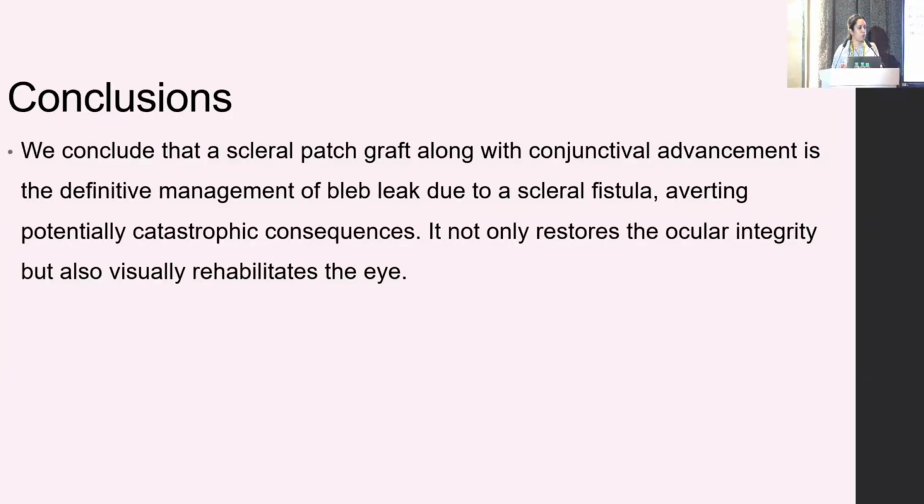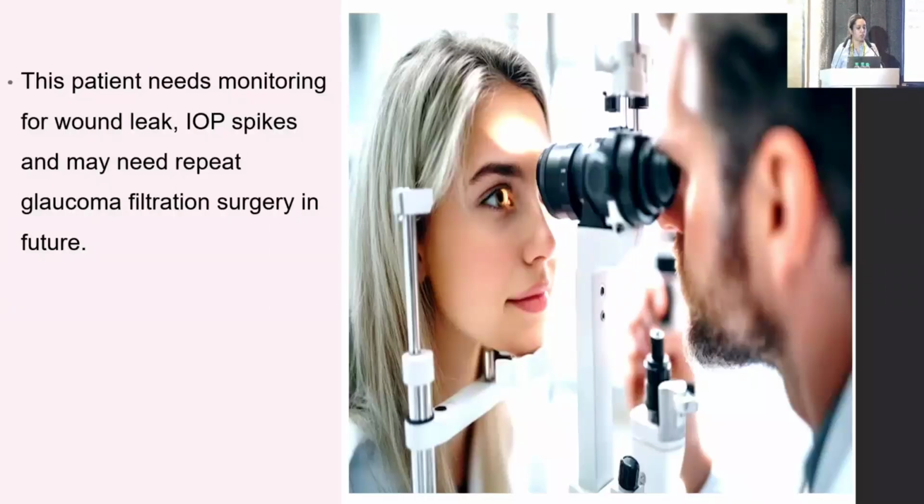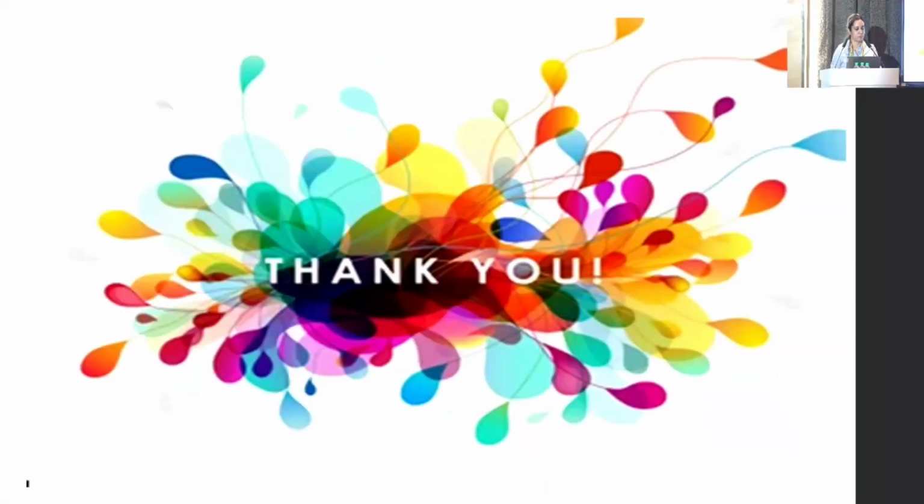So what we conclude out of this is that scleral patch graft with conjunctival advancement was the definitive management for bleb leak due to scleral fistula, averting potential catastrophic consequences. It not only restores the ocular integrity but also visually rehabilitates the eye. The patient now needs regular monitoring for wound leaks, IOP spikes, and may need glaucoma filtration surgery in the future. Thank you so much.